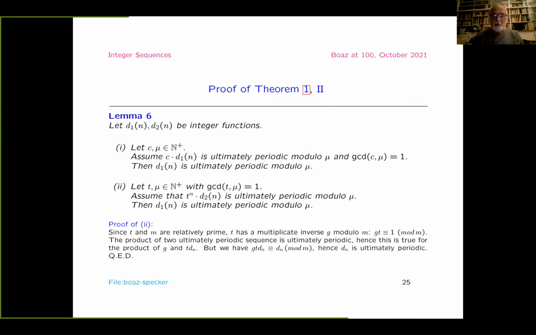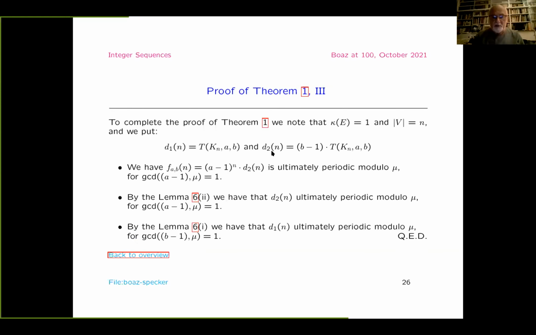And then we put this together, and to complete the proof, we take D1 to be the Tate polynomial we want to compute, and D2 to be B minus 1 of the Tate polynomial we want to compute. And then we have our FABN can be given as A minus 1 to the n times D2 of n, and this is ultimately periodic for the condition we have here. And by lemma 6, we have that D2 is ultimately periodic modulo mu for the GCD condition. And by the lemma before, we have that D1 is ultimately periodic. Hence, we have proven the theorem.